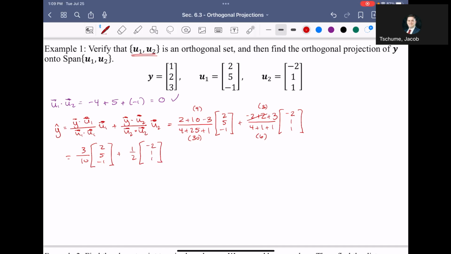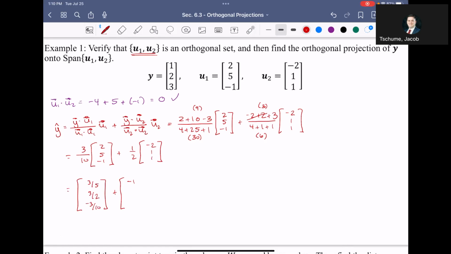All right, so let's distribute our terms through. So if I multiply 3/10 through, that's going to become 6. Well, we'll simplify this. That becomes 6/10, which is just 3/5. And you're going to get 15/10, which is 3/2, and then -3/10. Plus, if we multiply a half through, that'll be -1, 1/2, 1/2.